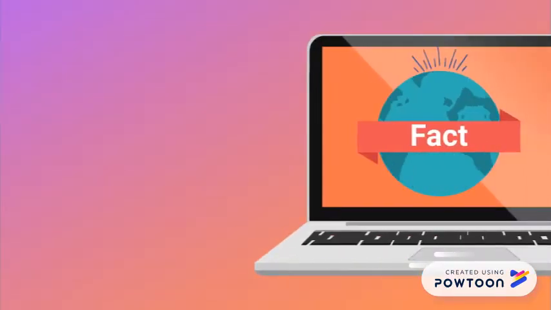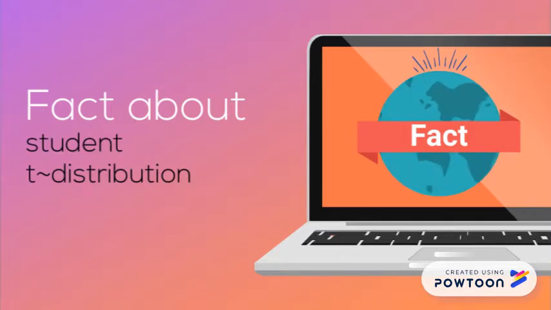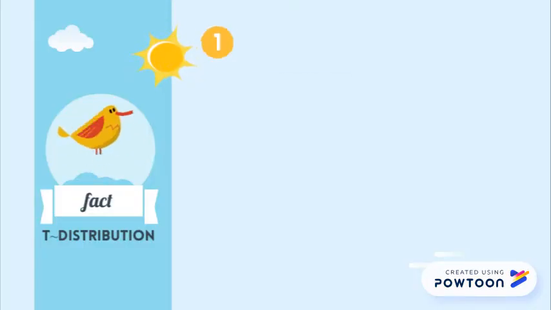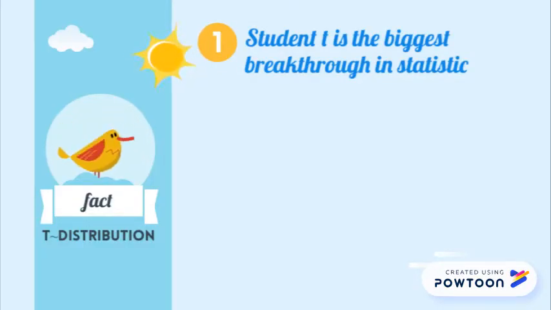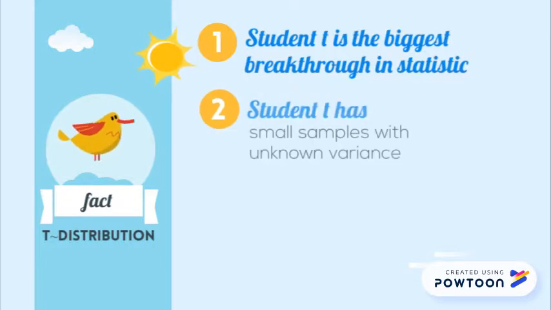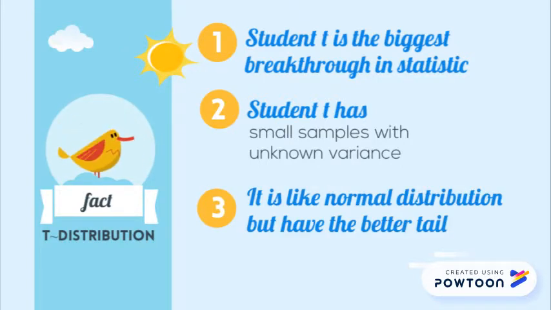Now, about the facts of Student's t-distribution. 1. Student's t is the biggest breakthrough in statistics. 2. Student's t has small samples with unknown variance. 3. It is like the normal distribution but has fatter tails.